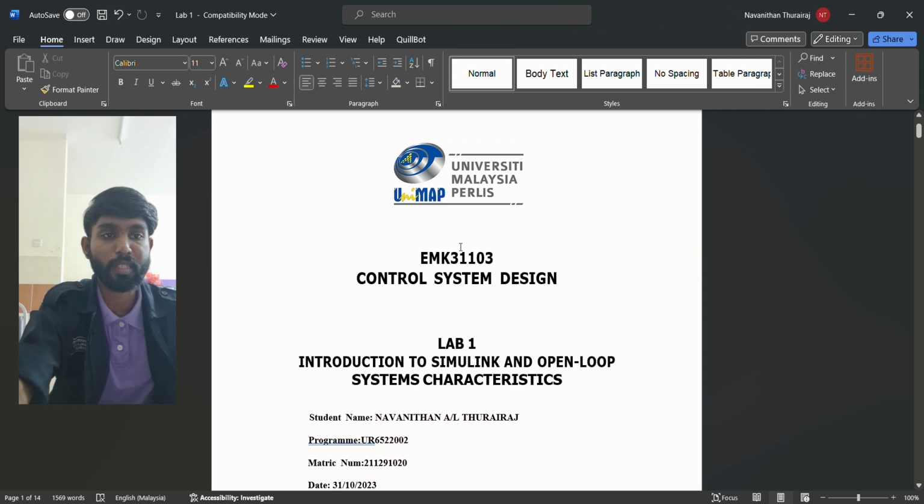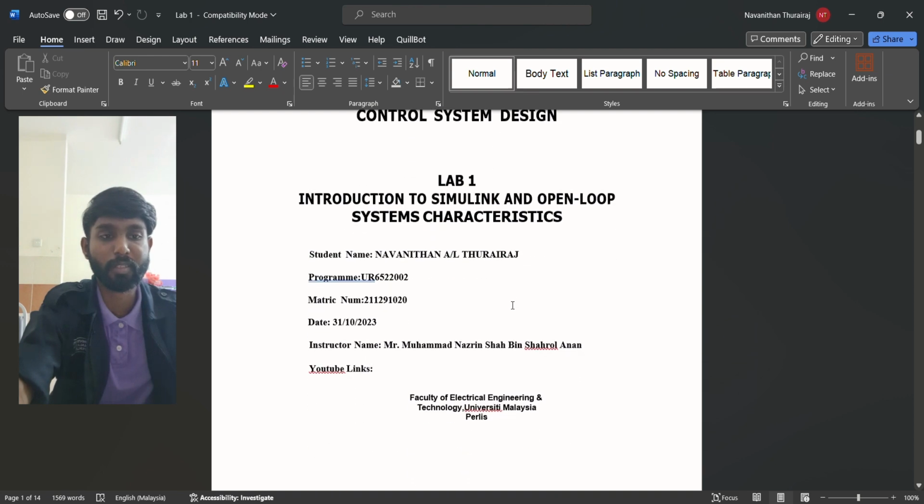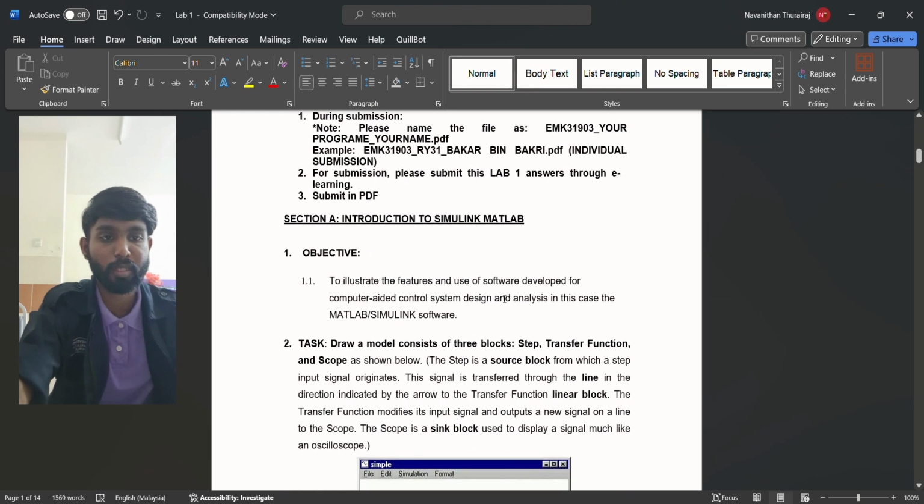Today I will be discussing Lab 1, which is Introduction to Simulating and Open Loop Systems Characteristics. As you can see, the objective of this lab is to illustrate the features and the use of software developed for computer-aided control system design and analysis, in this case the MATLAB or Simulink software.